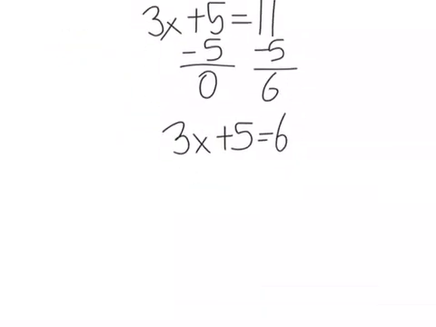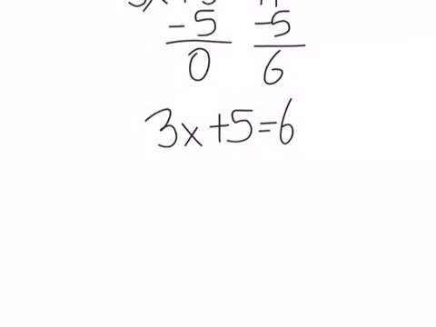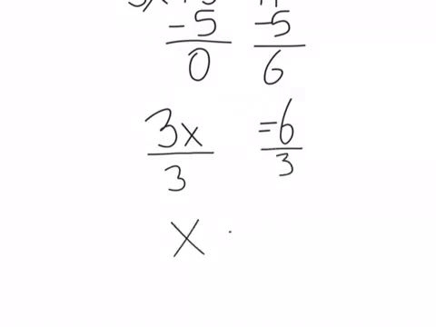So now we have to find x by itself. We're left with 3x is equal to 6. Now we have to find what x is equal to, so we divide by 3. Remember, we have to divide both sides by 3, and we're left with x is equal to 2.